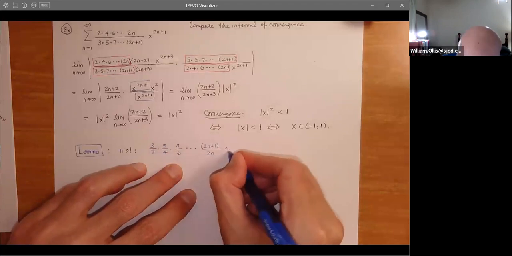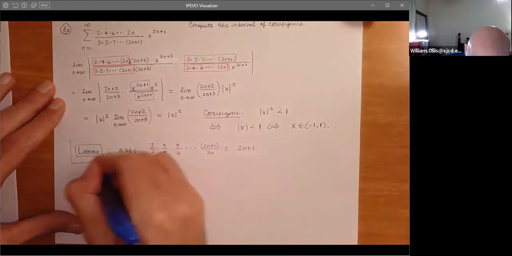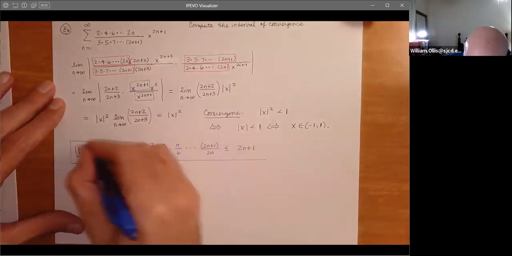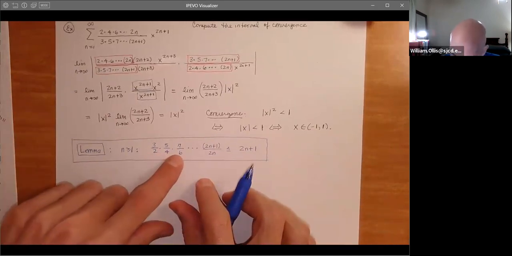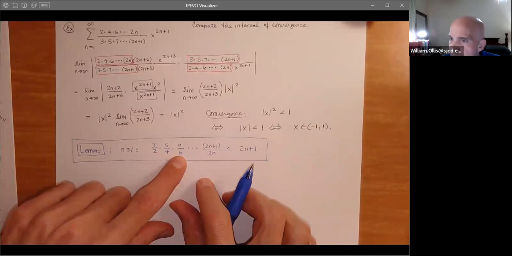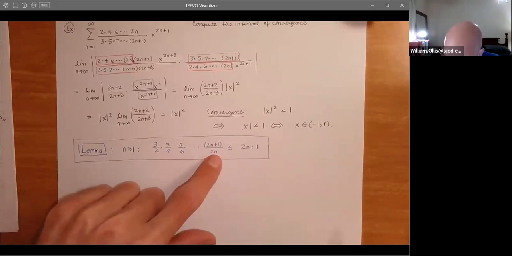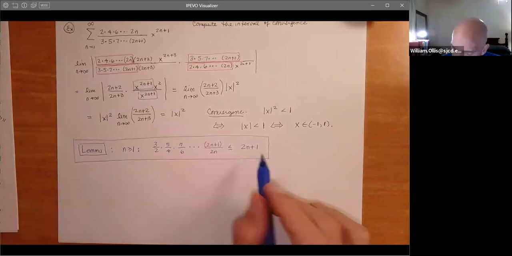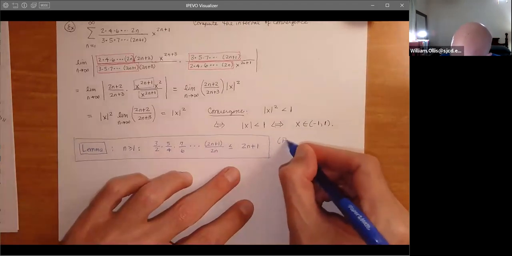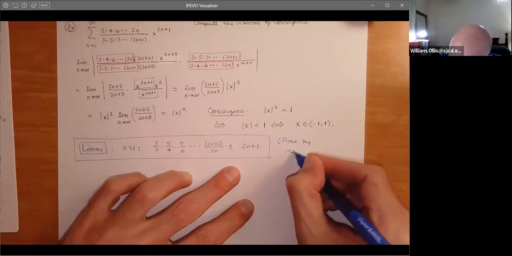This is less than or equal to 2n plus 1. So the key here is we're looking at all of these factors here. They're all less than 2. They're bigger than 1, but less than 2. Okay? And so as you keep marching along, you're thinking, can I say this? Well, this is easily proven by induction. So I can say you can prove, and you should do this, prove by induction.